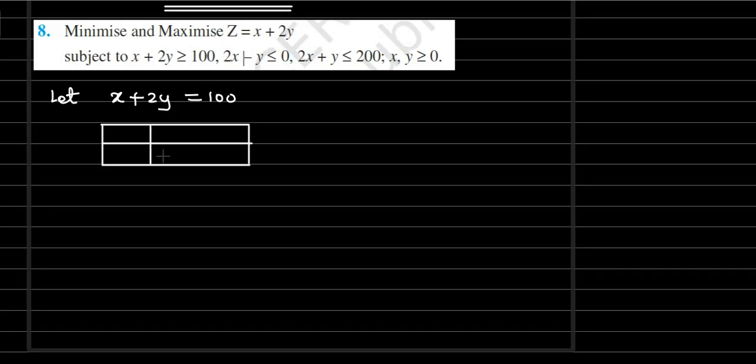If x equals 0, then 0 plus 2y equals 100, so 2y equals 100, and y takes the value 50. In the same way, if y takes the value 0, then x plus 2 times 0 equals 100, so x is 100. So if y is 0, then x value will be 100. Got it? Now we need to plot these points in the graph.